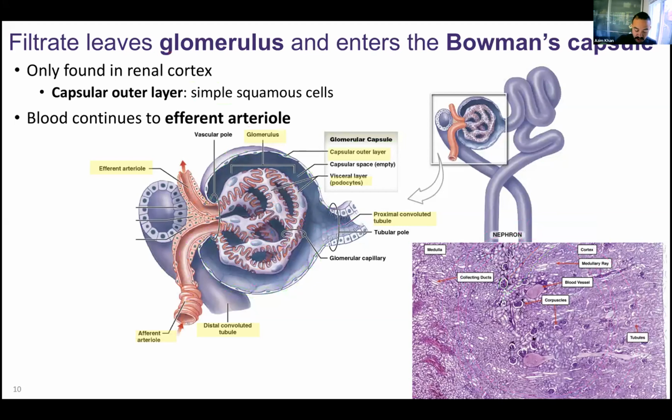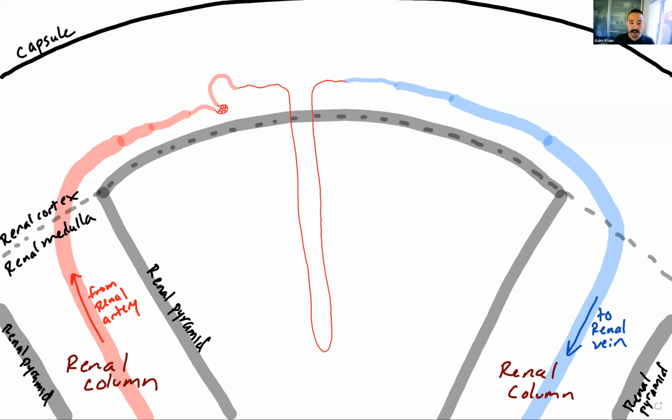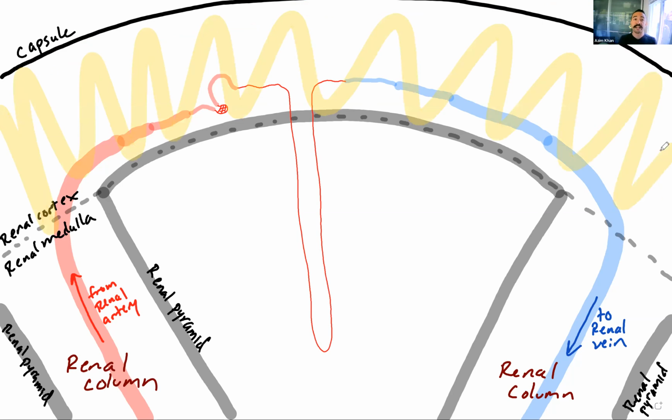Let me switch over to my drawing. We're going to draw out the nephron in a schematic here in the kidney. What I've already drawn here is, you can see, here's the capsule, so that's the outside of the kidney. So anything on top is outside the kidney. This region here, that's our renal cortex. So that's where we're going to find our glomerulus.